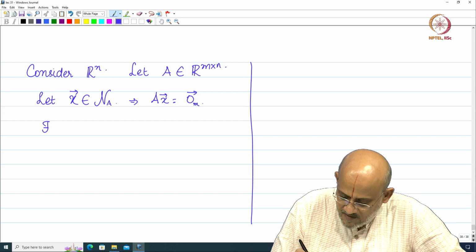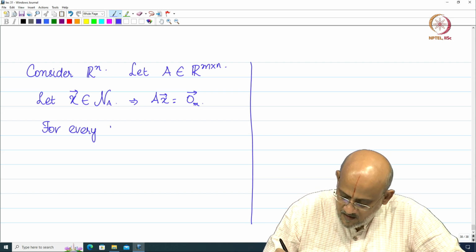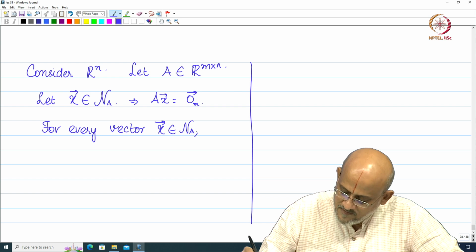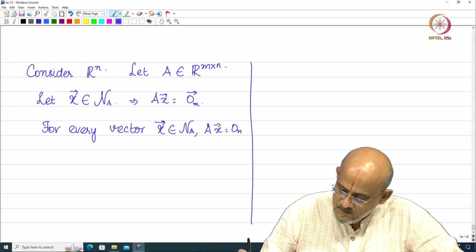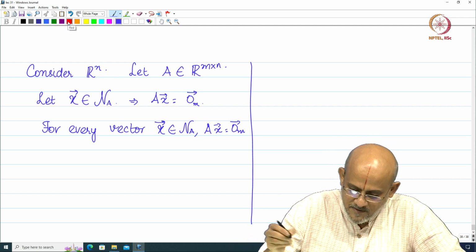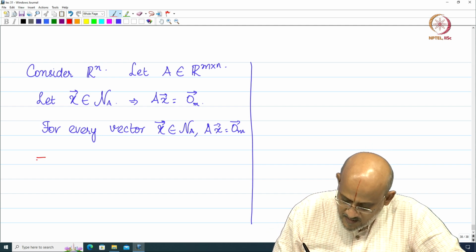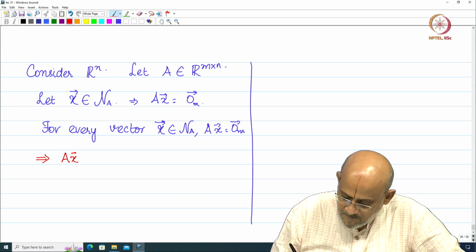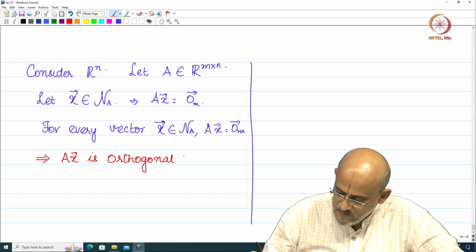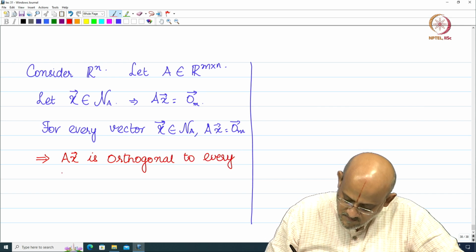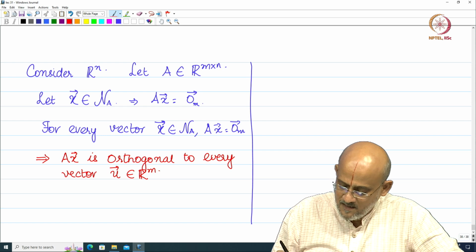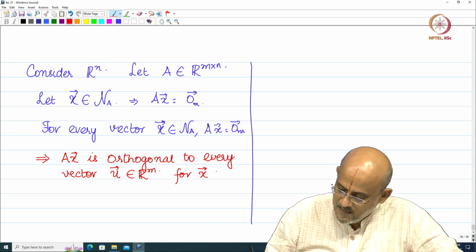Now, what we have is, for every vector x in the null space of A, what can we say about Ax? Ax is equal to 0 m, the m component 0 vector. Now, since Ax is the m component 0 vector, we are going to say this implies Ax is orthogonal to every vector in Rm. Can we say that? Ax is orthogonal to every vector, let us say u in Rm.